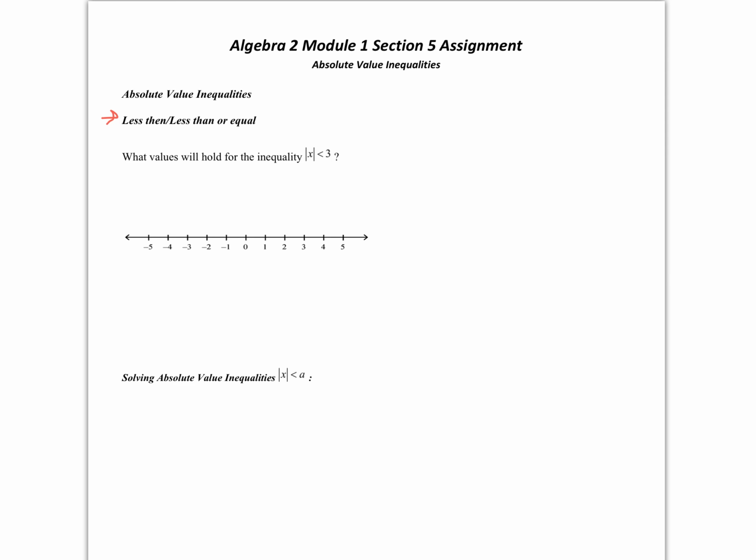What values will hold for the inequality the absolute value of x is less than 3? So if we remember our definition, absolute value is how far or the distance we are away from 0. So let me just jot that down as a reminder. The absolute value is the distance from 0. So what this is saying is, if I go back to the inequality, the distance from 0 has to be less than 3.